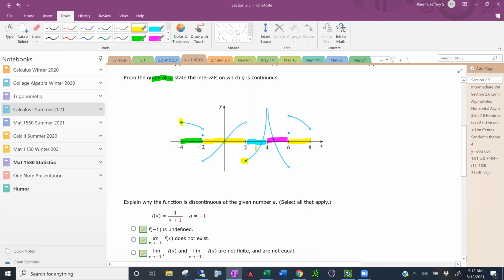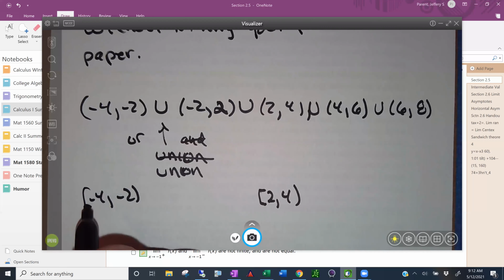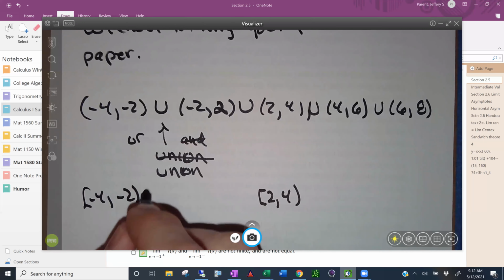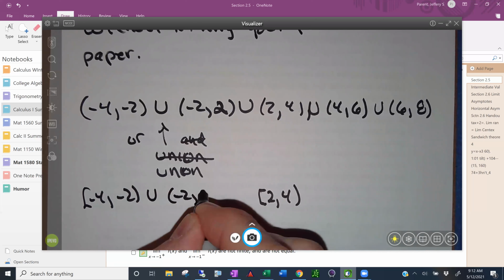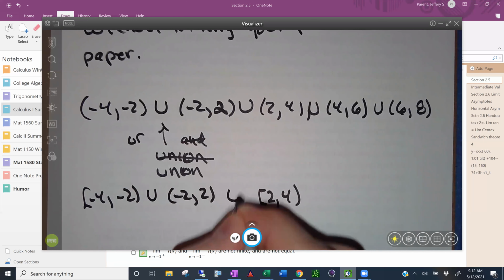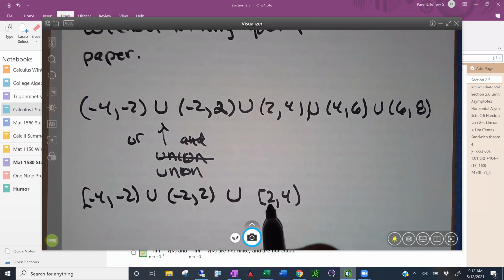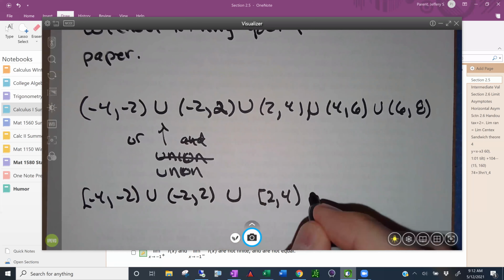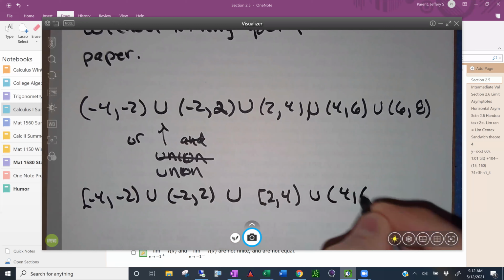And it'd just be on the 2 part. The function is not continuous at the right-hand endpoint of this interval. So giving you a look back here, it'd be -4 to 2, union, -2 to 2, union, bracket 2 to 4, getting the parentheses, and then parentheses the rest of the way, like this.